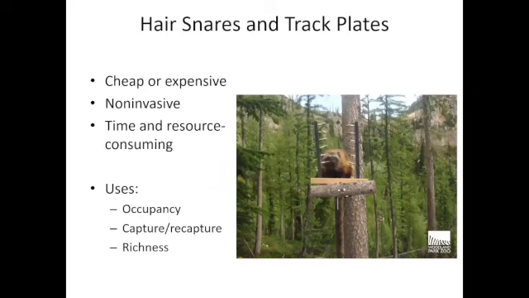Hair snares and track plates. Again, these are relatively cheap and easy, and non-invasive. Here's a cool setup from the Woodland Park Zoo, where it looks like they have little gun brushes or something, and a bait lure, and this wolverine is about to walk through all these gun brushes. It's paired with a camera trap to make sure you can actually see, since wolverines have a unique patch mark on their chest that you can identify the individuals by. Then you're collecting the hair samples from the wolverines.